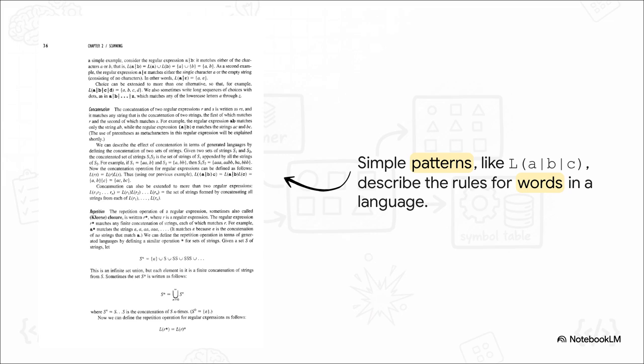Now, don't worry about understanding all the mathy notation here. The big idea is to see how these rules get built. It's like Legos. You start with these tiny, simple pieces. For example, a pattern like A or B or C is a little regular expression that just means match the letter A or the letter B or the letter C. By combining these simple atoms, we can build up rules to describe every single token in a language.